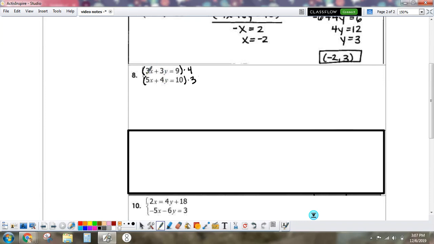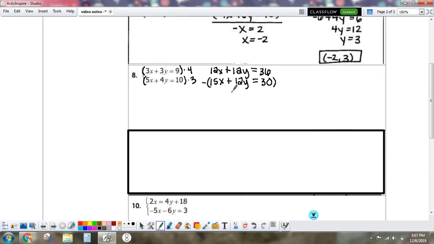So for the top one, I'm doing 3 times 4, and that's going to get me 12x. 3 times 4 is going to get me 12y. And 9 times 4 is going to get me 36. Now for the bottom one, I'm doing 5 times 3 to get 15x, 4 times 3 to get 12y, and 10 times 3 to get 30. And since I have the same coefficient and the same sign means I'm going to subtract. So I need to subtract these.